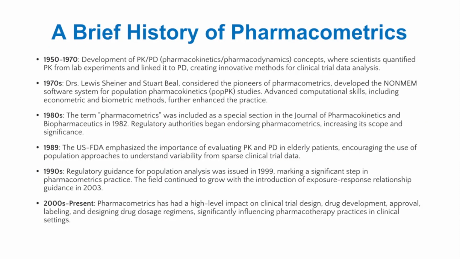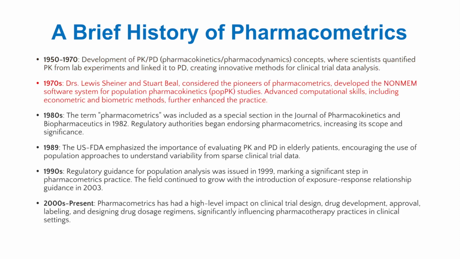Now that we've talked about why pharmacometrics is important, let's take a quick look at its history and how the field has developed. Between 1950 and 1970, the foundations of pharmacometrics were established through the development of PK and PD. Scientists began quantifying how drugs move through the body and how these drug concentrations relate to therapeutic effects. These concepts laid the groundwork for the mathematical models that would later become central to pharmacometrics.